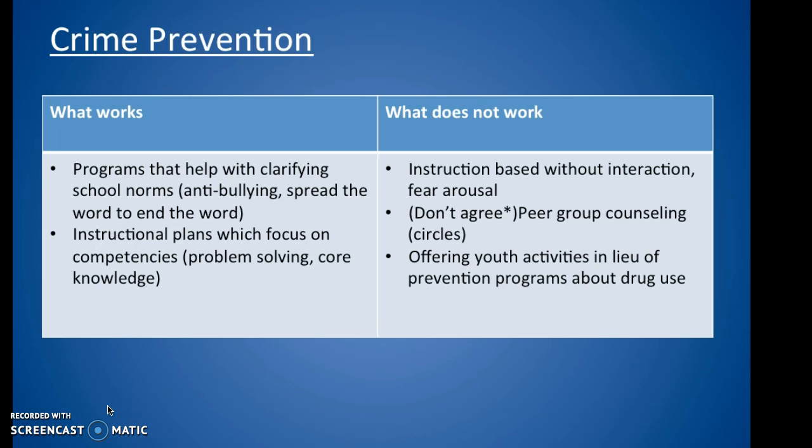Crime prevention. So you think about programs that help with clarifying school norms to make sure that everyone's on board, whether it's the staff, students, or anyone who comes on campus, they understand the climate of the school. So you can think about anti-bullying campaigns, or one, for example, would be Spread the Word to End the Word. And this is the R word. This is something that the school that I work at uses as a campaign to get rid of the word retarded.